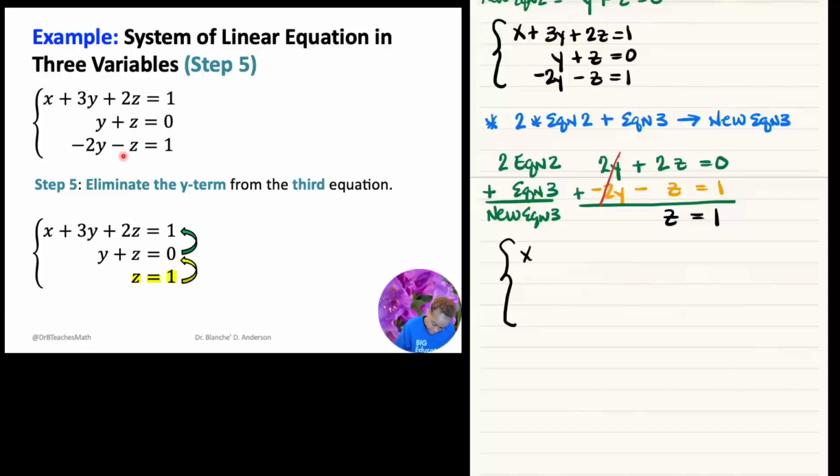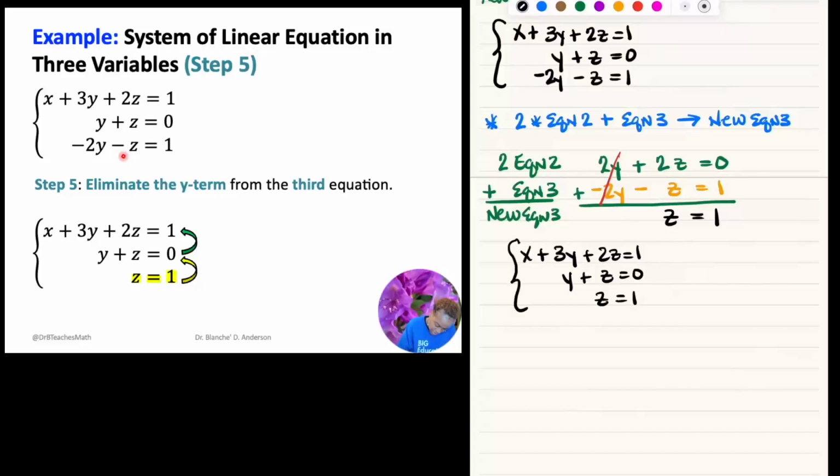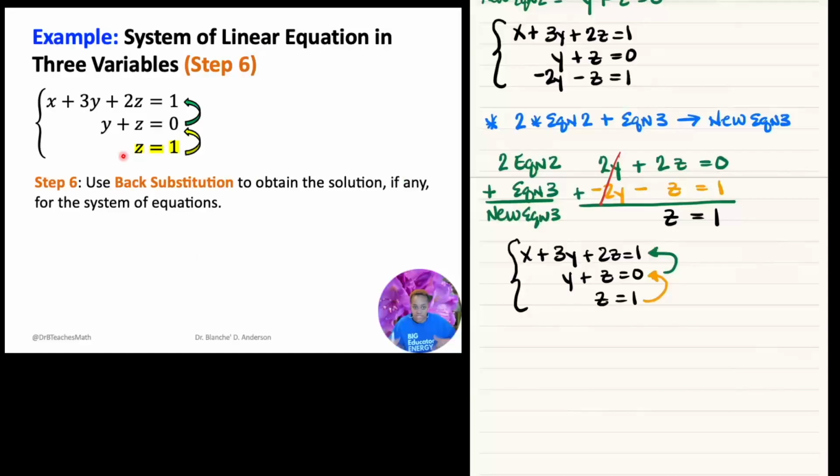So this is what we have, and we have z equals 1. So that's how you kind of work through it. And then now you're able to plug this into here, right? And then after you plug that value into there. Okay, so now that's the last step. Let's back substitute so that we can get to the final answer.